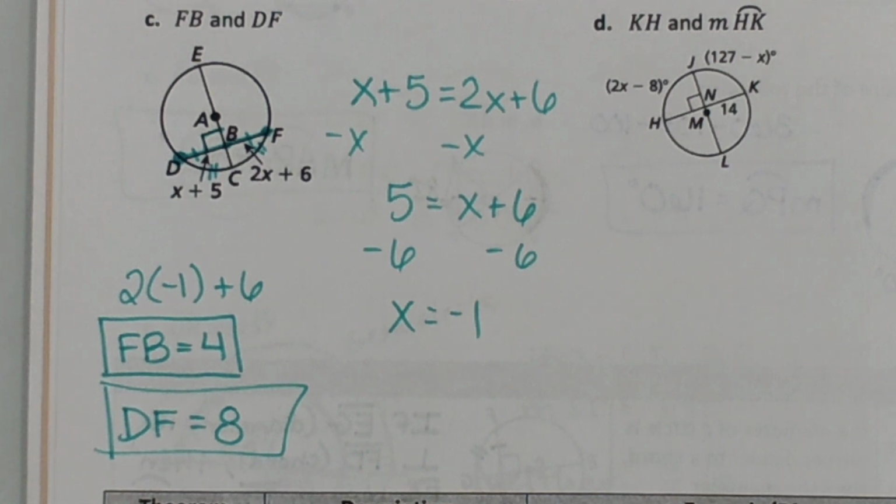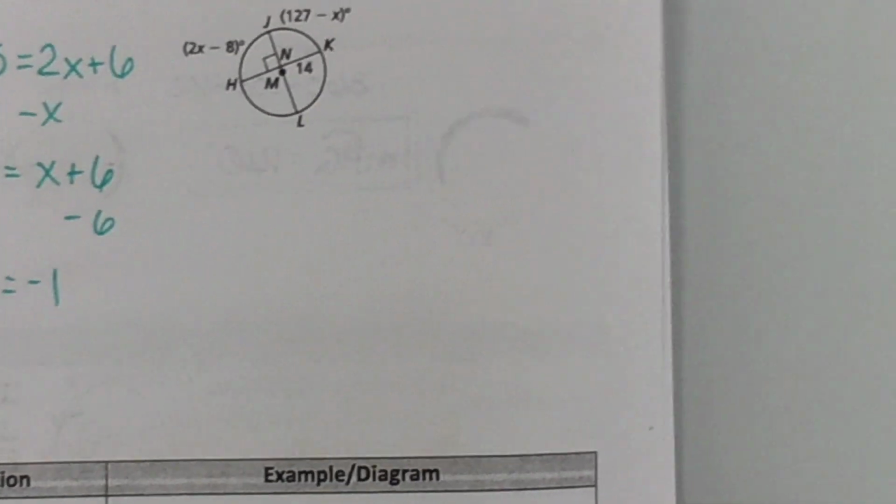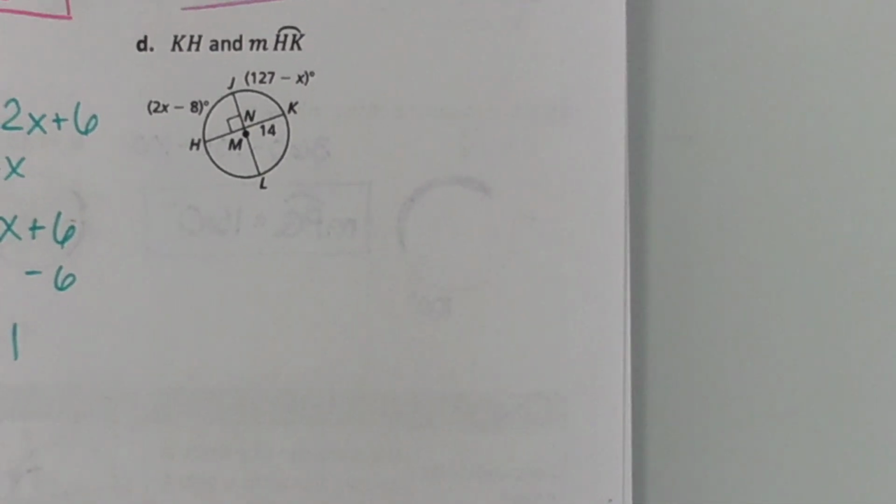Do the next one on your own? Sure, why not? What does it say? Do we take the 2x minus 8 and set it equal to 127 minus x? Let's add that x. Add the 8. So it's 3x equals 135.